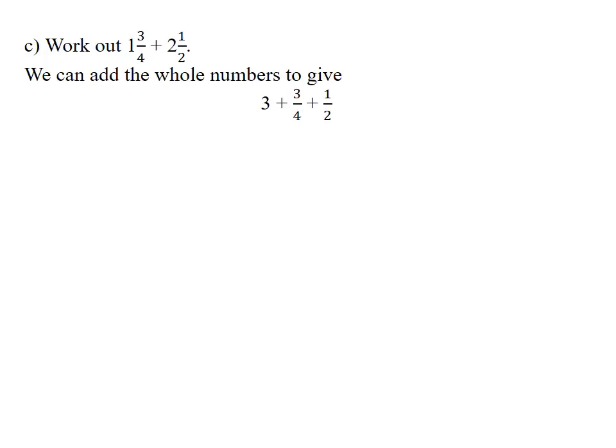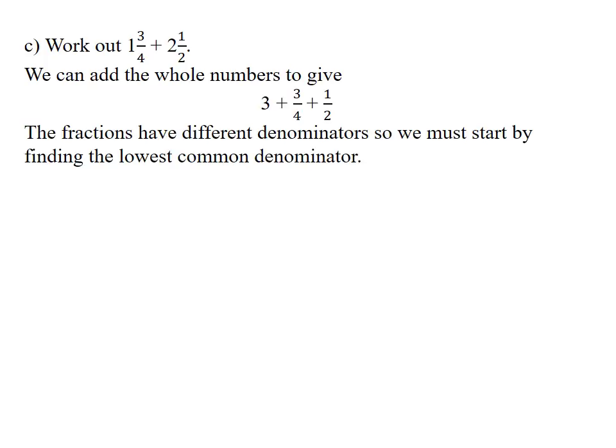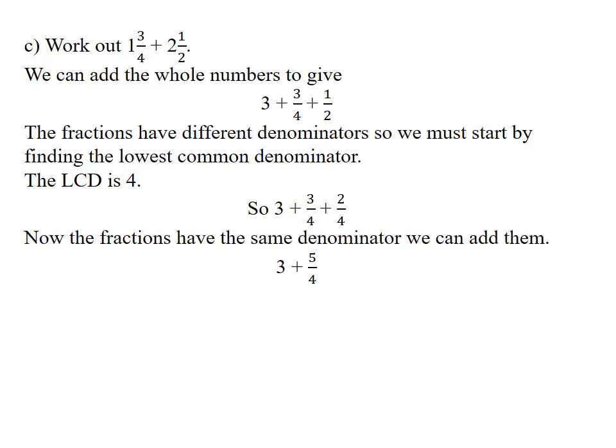Well, the 3/4 and 1/2 have got different denominators. We've got to make the denominators the same. And 4 is the lowest common denominator that we can have. So we're going to convert them both to quarters. So we do that first of all. And so we have 3 plus 3/4 and add another 2/4. So altogether that is 5/4, 5/4.